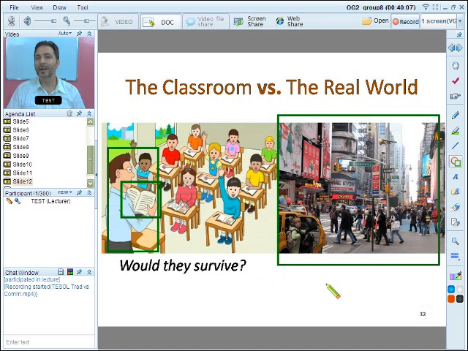Would those students be able to read signs, go to hotels, rent rooms, rent apartments, take taxis, schedule a flight, go to the hospital if necessary, find somewhere, ask for directions? Would they be able to function in this environment? My experience over the years, no, they would not.